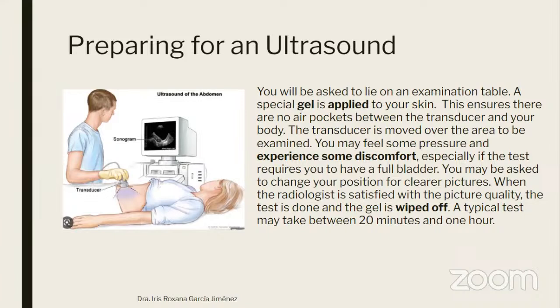When we get all the information clear, we ask the patient to lie down on an examination table. Then we apply gel to the skin. It's usually cold. And this gel ensures that there are no air pockets between the transducer and the body. If there is air, the sound cannot go properly and the imaging is not trustable. Then the transducer, of course, is placed on the gel and is moved over the area to be examined.